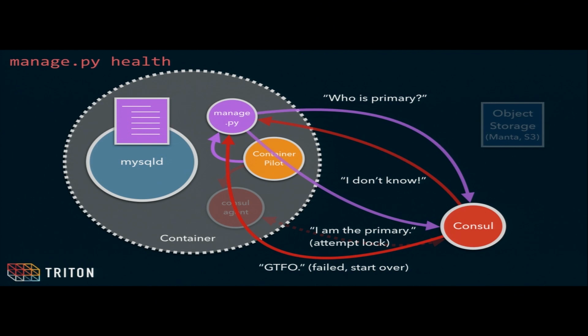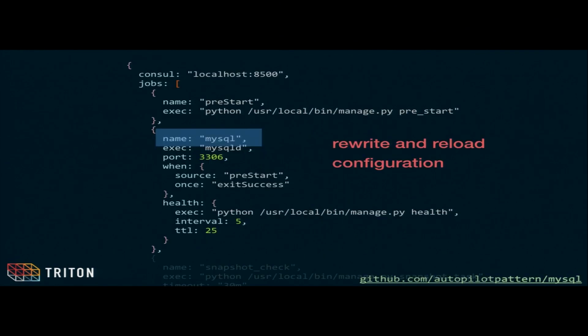Because this is pretty simple, we just start over at who's the primary, and then we ask again. If it is the primary, then it'll say, okay. At that point, we'll take our configuration, the one that says the service we're advertising to Consul is MySQL, and we're going to rewrite the configuration and reload it. That means Container Pilot will be advertising this node as MySQL primary to Consul. So only one instance of the application will be running as MySQL primary at a time.